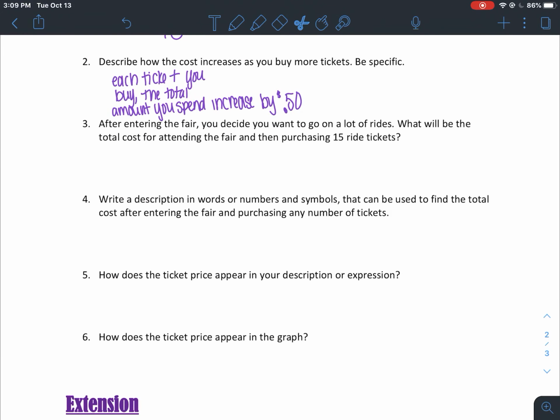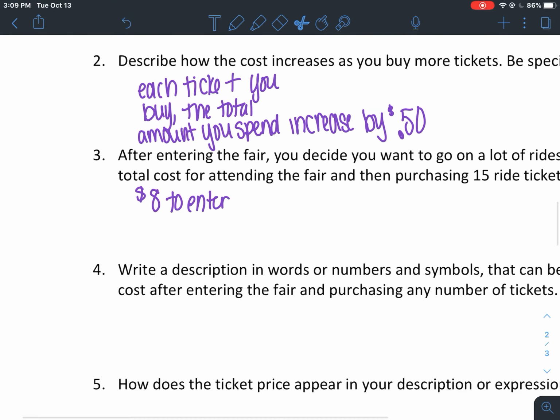Number 3, after entering the fair, you decide you want to go on a lot of rides. What will the total cost for attending the fair and then purchasing the 15 ride tickets? So to enter the fair, the total cost to enter is $8. That's just a straight up one-time fee. You have to pay that regardless of whether you ride any rides. So $8, I'm going to have to pay that.